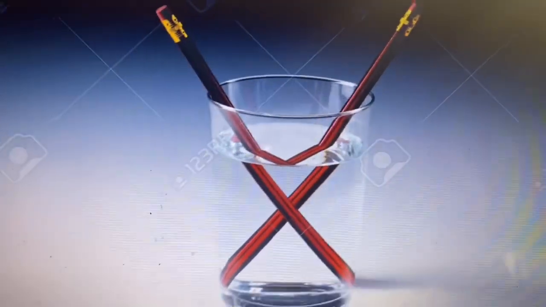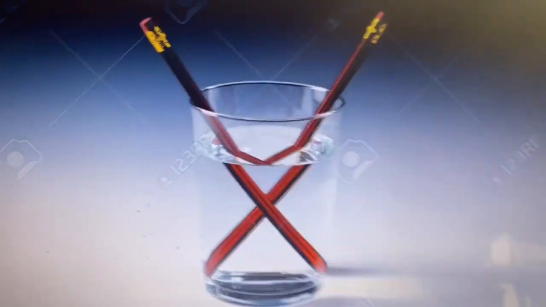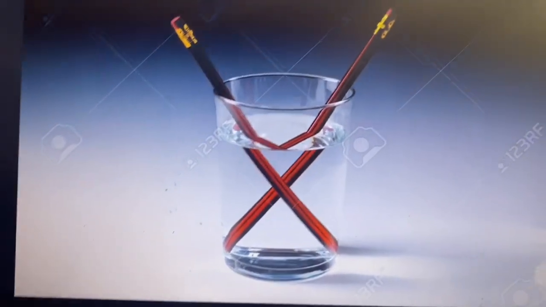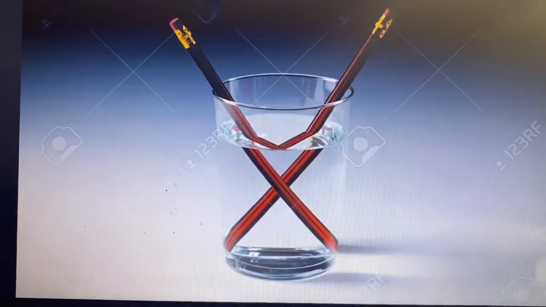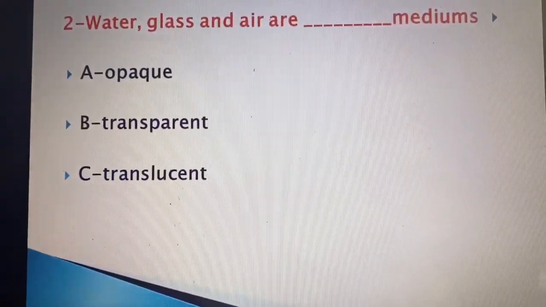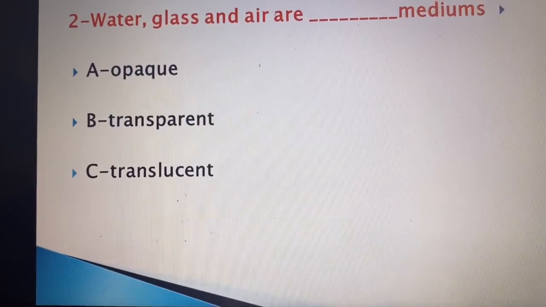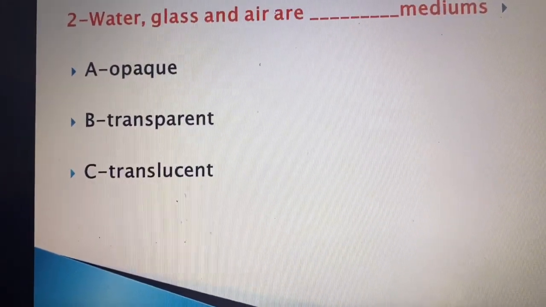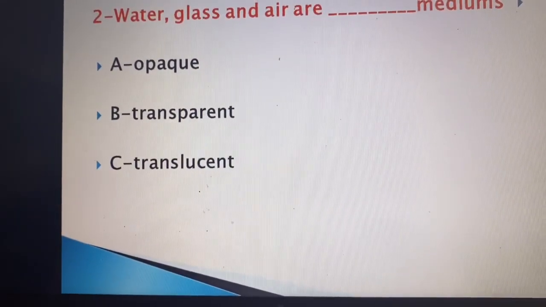The video I sent last time was about when the light gets broken. Remember, what is it? It is called refraction. It means when the light bends. This is the PowerPoint I sent last time, and I sent it again because we will complete the lesson.